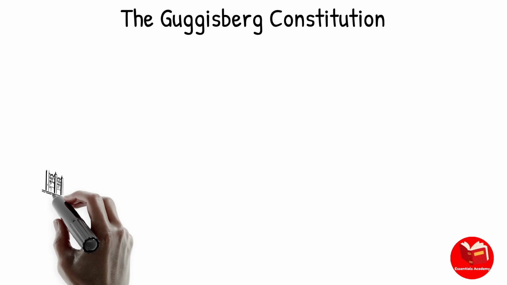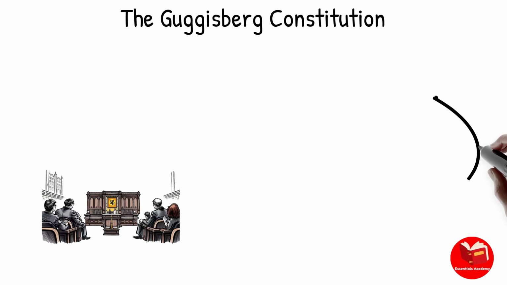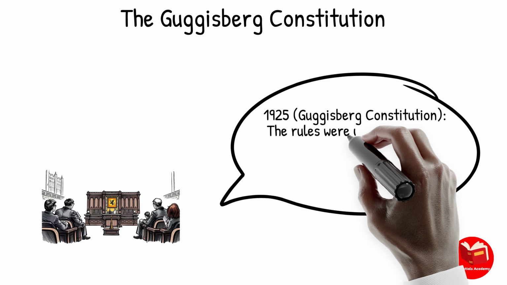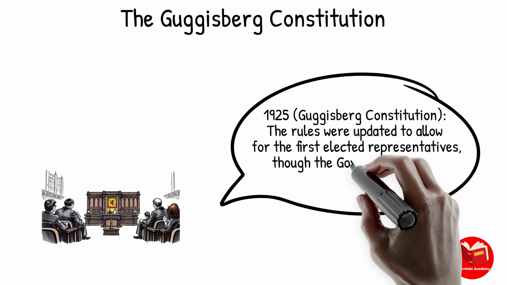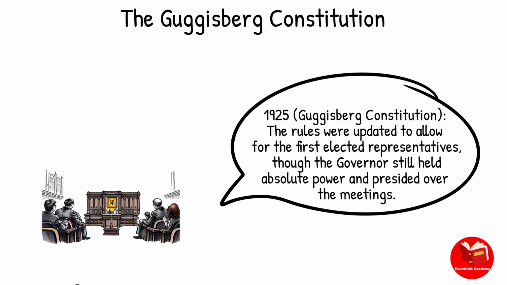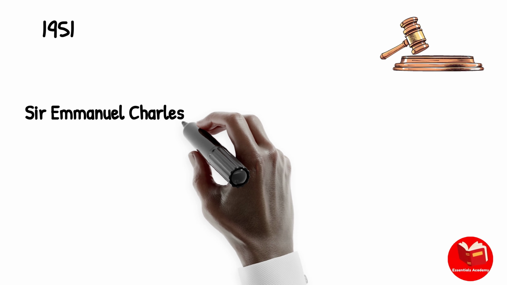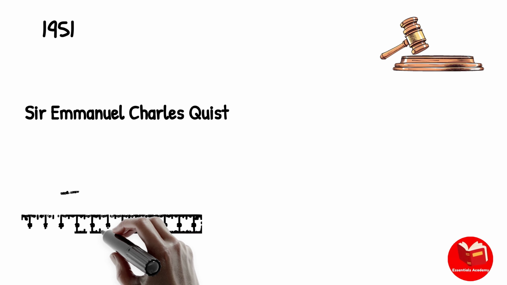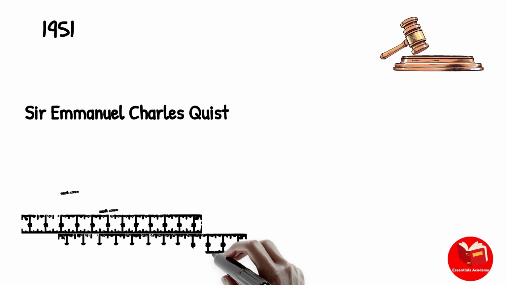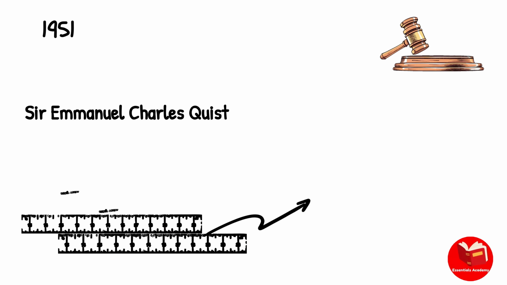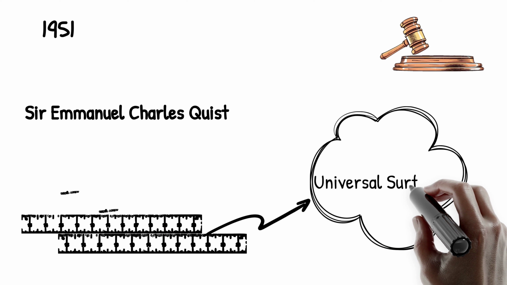1925, Gettysburg Constitution. The rules were revised to allow the first elected representatives, although the governor retained absolute power and presided over the meetings. 1951. A major turning point occurred when the legislature elected its first speaker, Sir Emmanuel Charles Quist, and the rules shifted to govern a more representative assembly under universal suffrage.